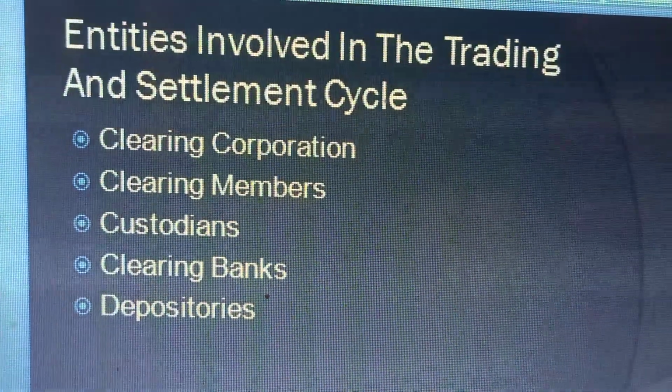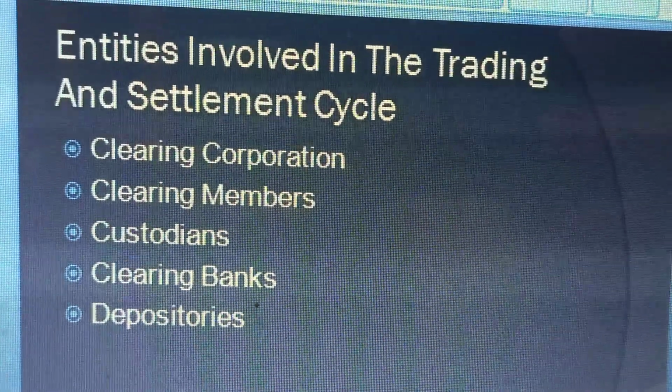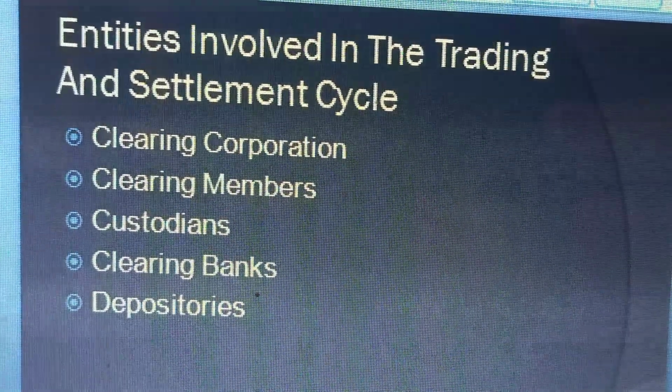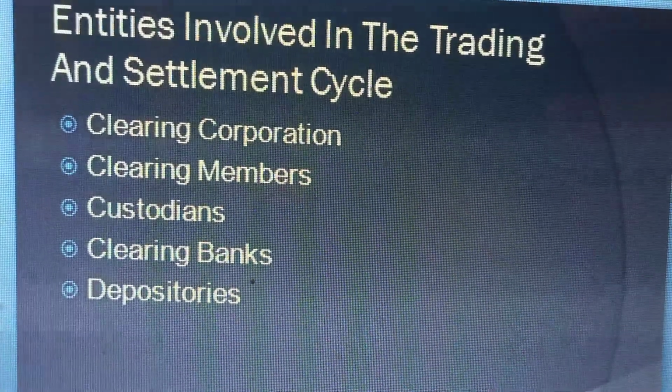So as we have discussed now, these are the entities involved in the trading and settlement cycle. You could see clearing corporation, clearing member, custodian, clearing banks and depositories.